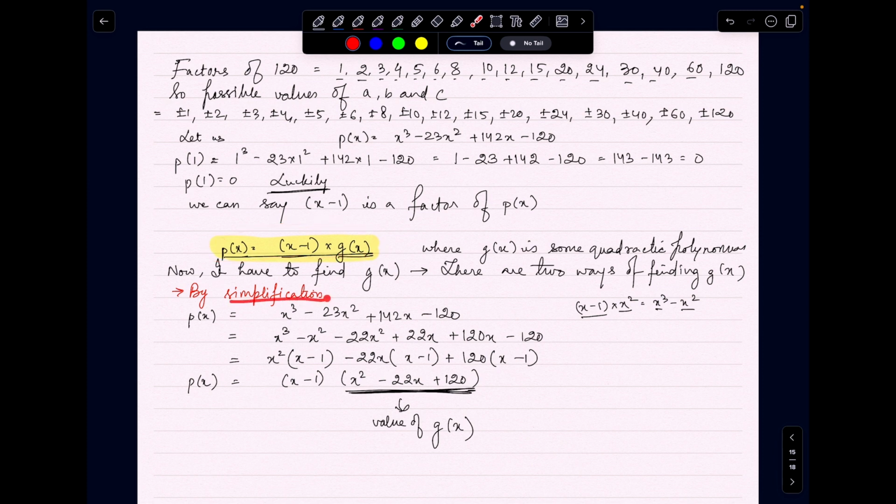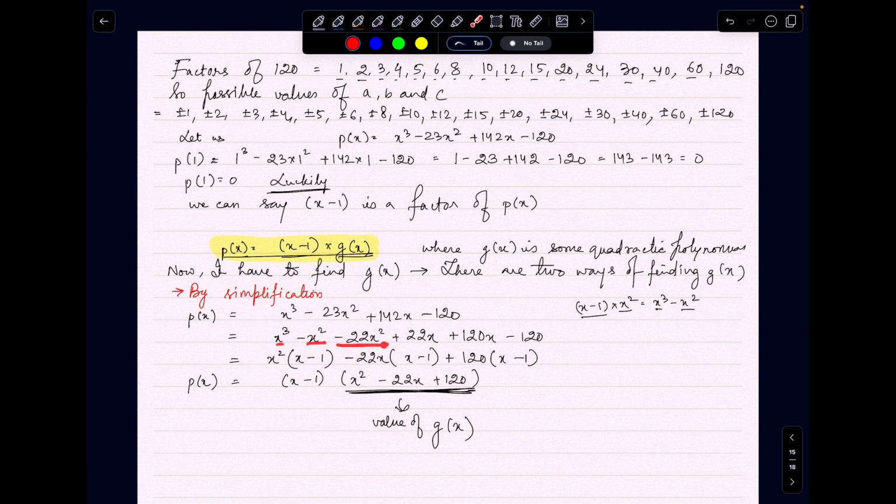By simplification. Simplification means we have to make x minus 1 common in every term, since x minus 1 is already a factor. So x cube will remain as it is, but x square, to make it x minus 1: x cube minus x square will give me x square into x minus 1. From minus 23x square, I remove one x square, and the remaining will be minus 22x square.